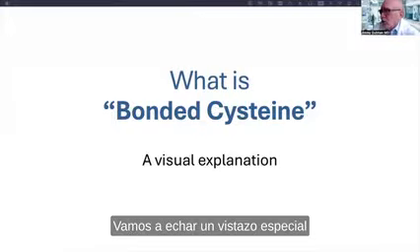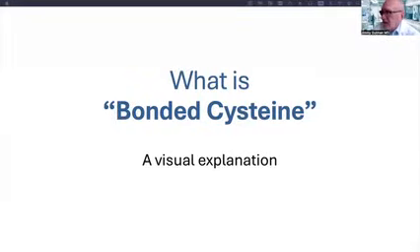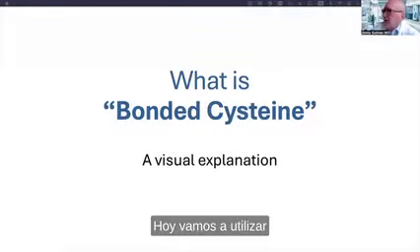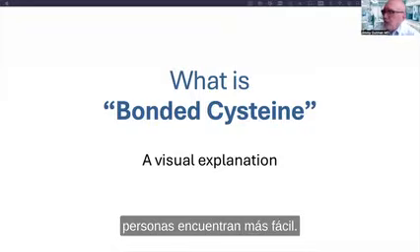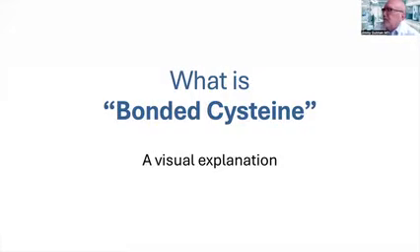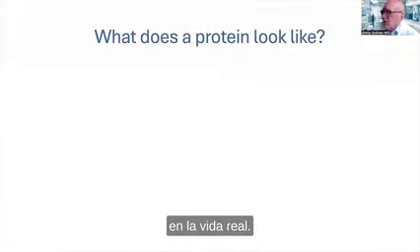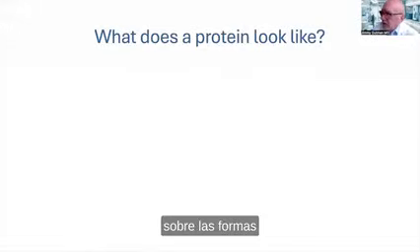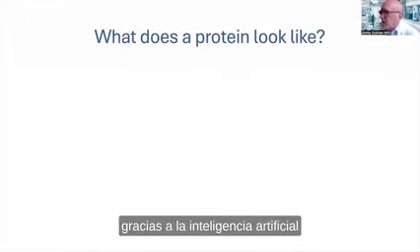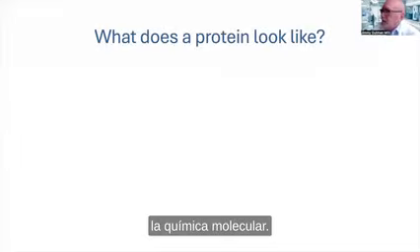Let's take a special look at what exactly is bonded cysteine. Today, we're going to use a visual explanation because that's what most people find easiest. So let's start by looking at what a protein actually looks like in real life. We're learning more and more about the shapes and configurations of proteins because of artificial intelligence and because of molecular chemistry.